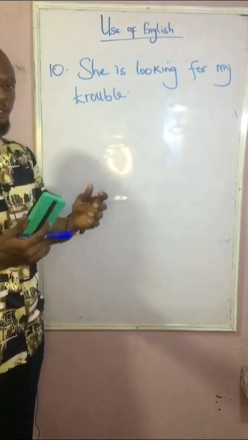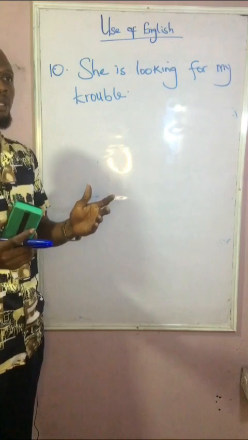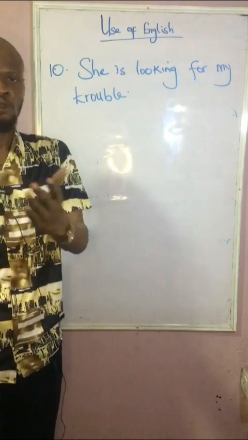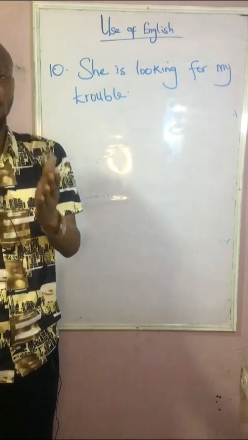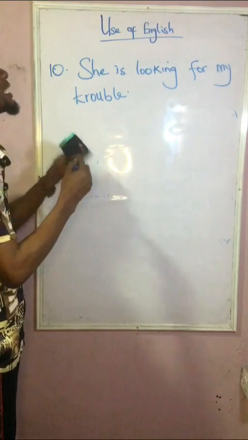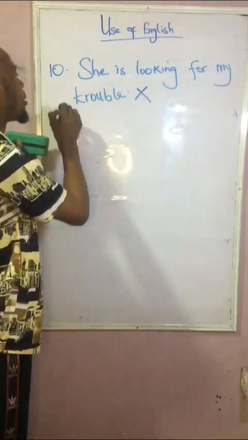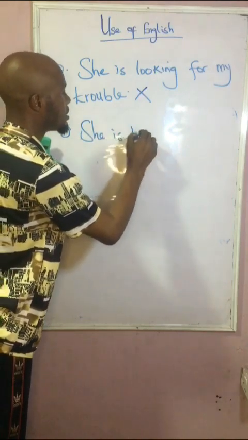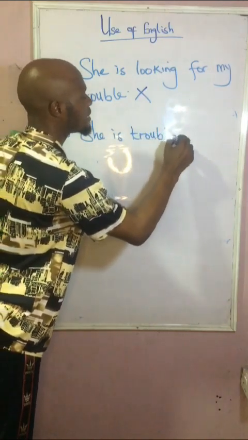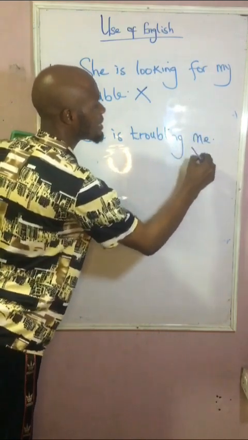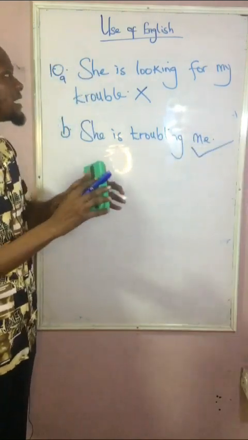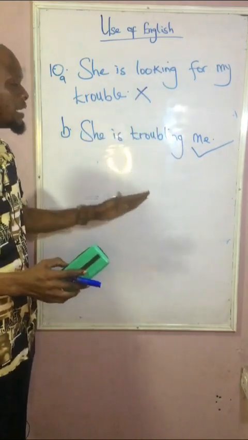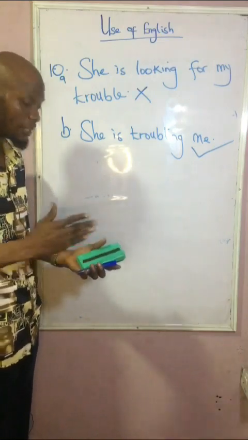There is a thing I tell my students when a pupil or a student lodges a complaint that she is looking for my trouble. I'm fond of saying, where do you put your trouble? But this is a non-standard expression. The appropriate or standard expression is she is troubling me. This is the standard variant, not she is looking for my trouble. The standard expression is she is troubling me.